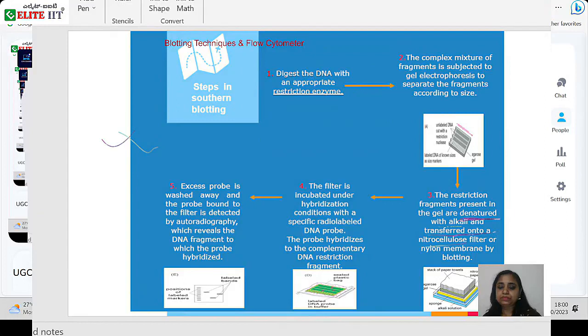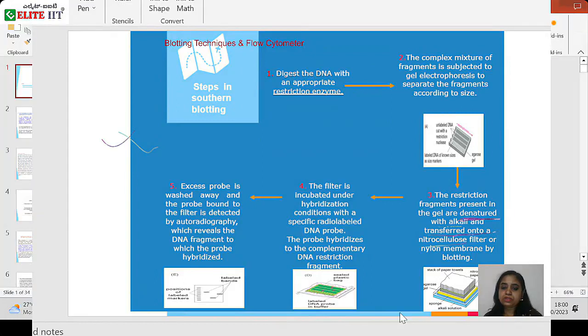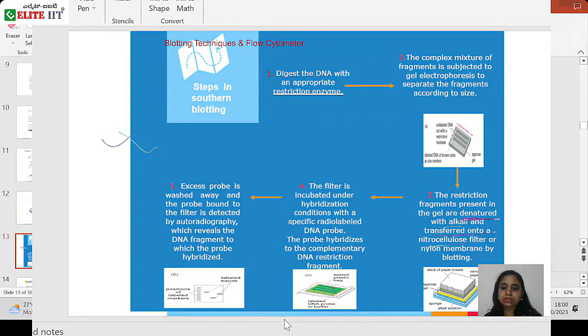Yes, ma'am. First, DNA digestion. We'll do DNA digestion using restriction enzyme. Then the restriction enzyme will cut the DNA at specific sites, and it will generate fragments of DNA. And those fragments we will run in gel electrophoresis. After that, we will denature them into single strands. Denatured by alkali treatment, NaOH. NaOH is the alkali, so you can add alkali.